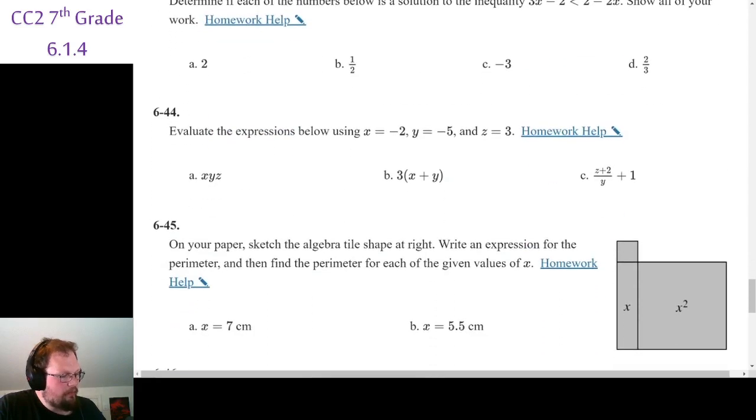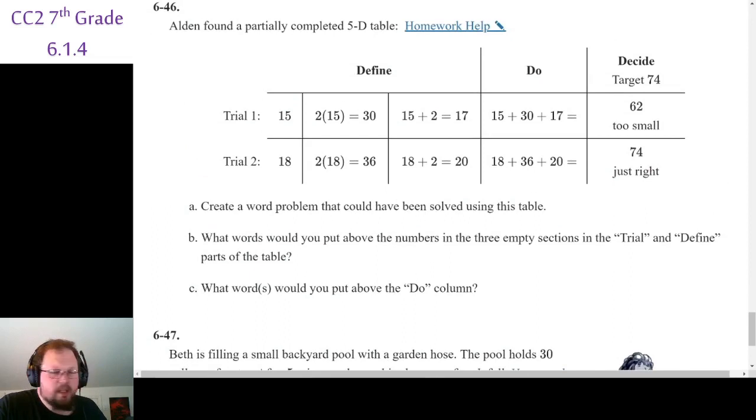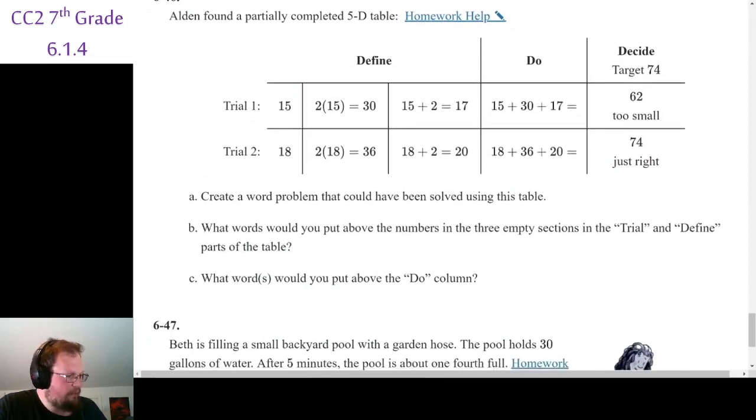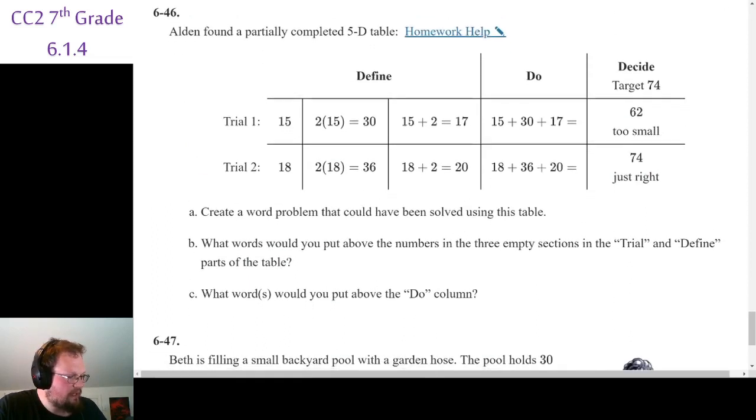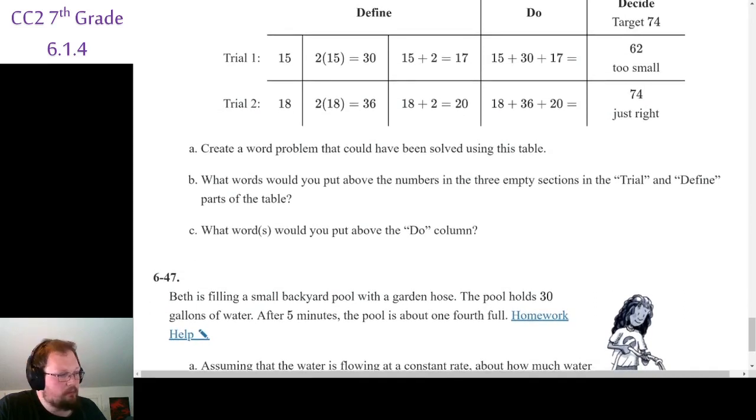I will go over more of these in office hours if you need help. Please note that if you saw it in the homework, I believe I skipped problem 6-46. It looks awful. Don't do it. Please skip it. And best of luck to you guys.